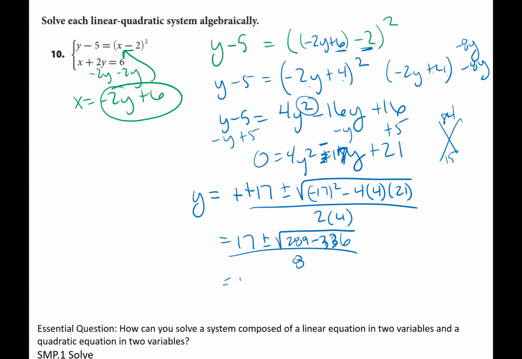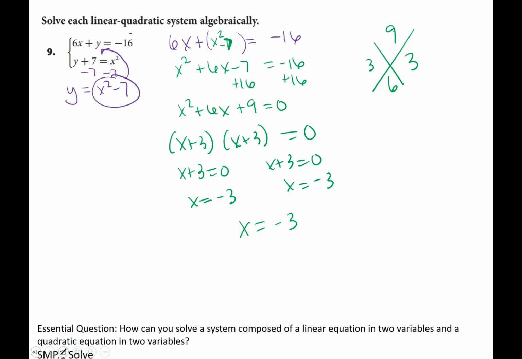Okay, so we get 17 plus or minus the square root of negative 47 over 8. Well, we know that that negative is going to produce an i, which means we wouldn't have a real solution to this, so I can't finish this one. So this one is no real solutions is the answer.